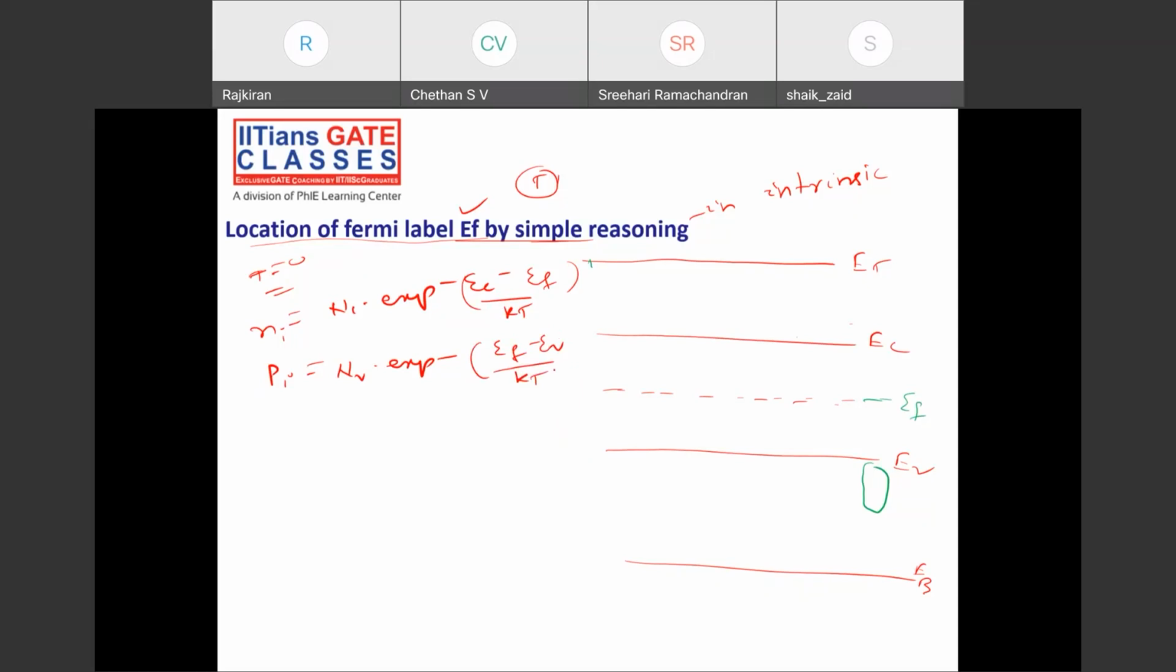Also remember how not to make a mistake. We know this is a probability function, so this cannot be greater than 1. We know EC is above, EF is below. So it should be EC minus EF with a minus sign in front, so that it will be less than 1. If I write EF minus EC, it will be greater than 1. Similarly here, this is a probability function, it should be less than 1. We know EF is above, EV is below, so EF minus EV I have to take negative, so that I get less than 1. Clear?